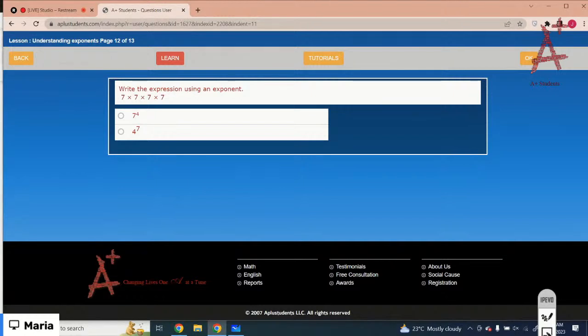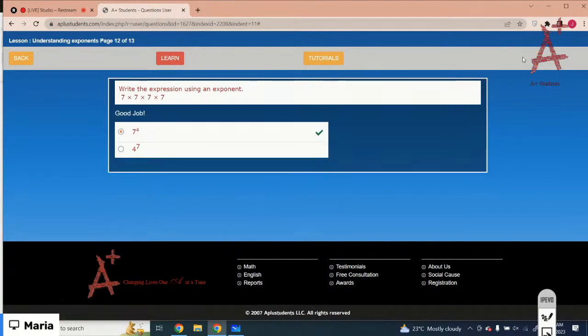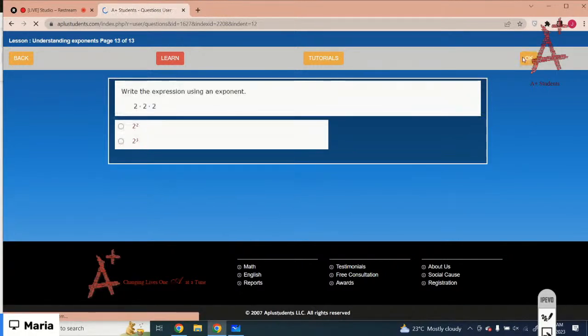Yes, it would be 7 exponent 4. Got it? Okay, the next one is write the expression using an exponent. So which option is the correct one?